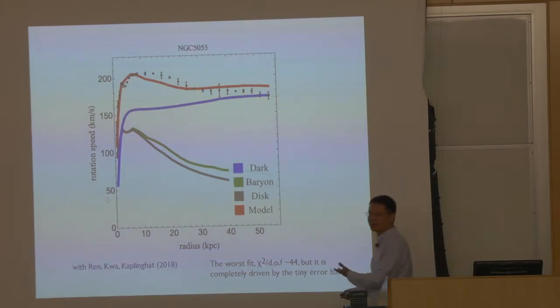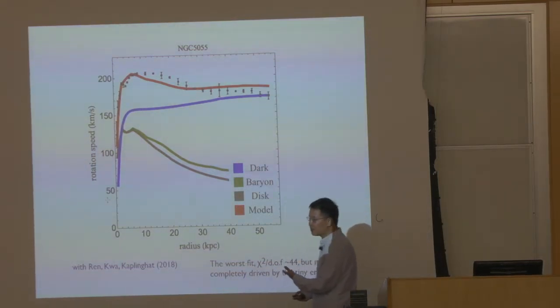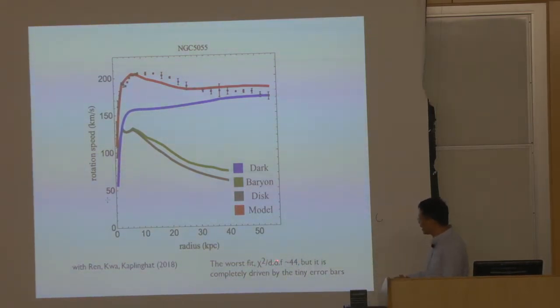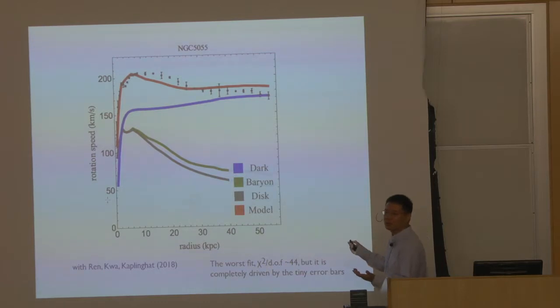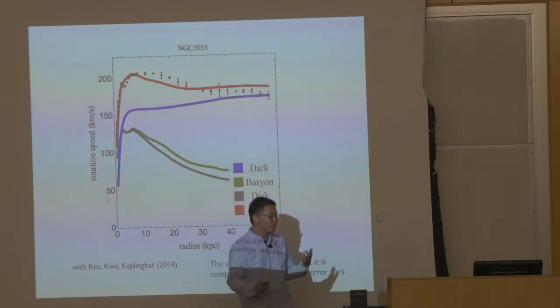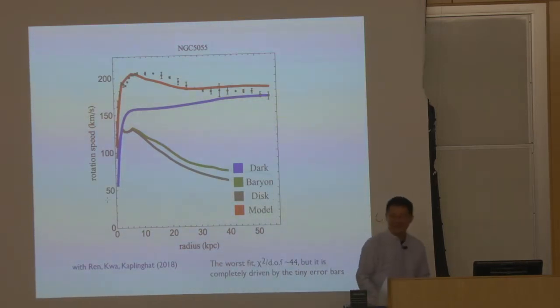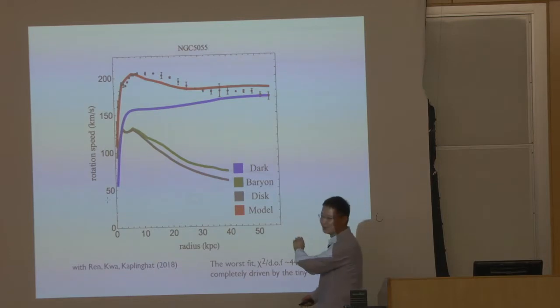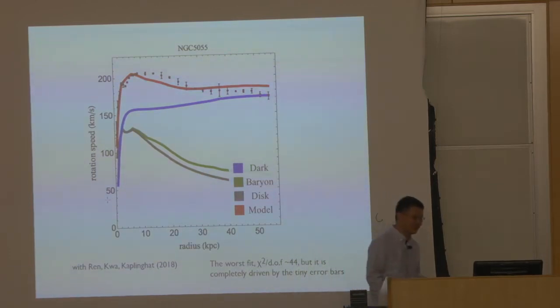This is the worst fit in the paper. This is the largest chi-square, it's 44. Chi-square per degree of freedom of 44. Terrible, right? However, if you look at the fits, it's great, by eye, because some of the data points have tiny, tiny error bars. They drive the chi-square. So sometimes you should not trust your chi-square per degree of freedom. But this is just to show you can fit everything.